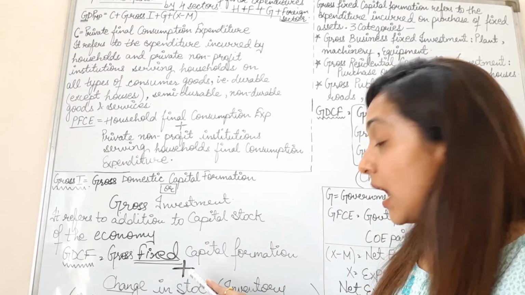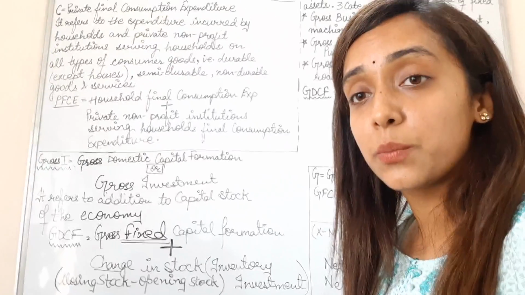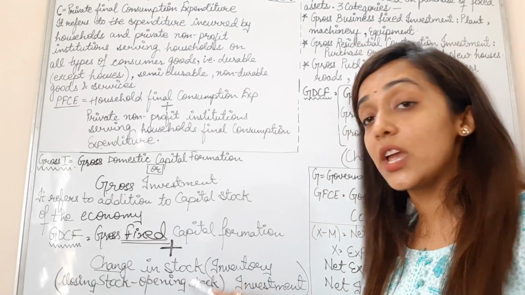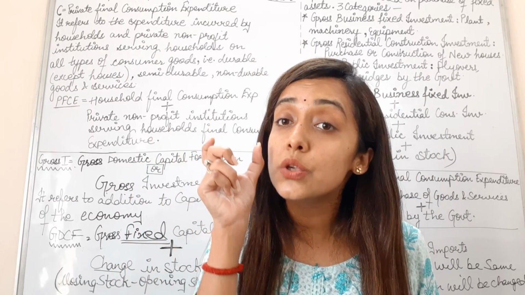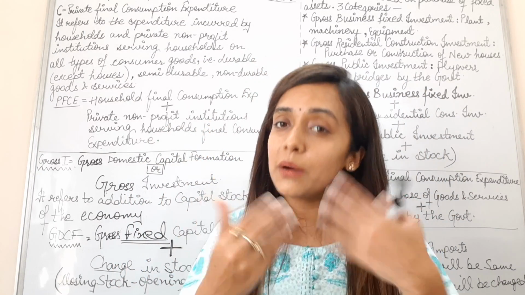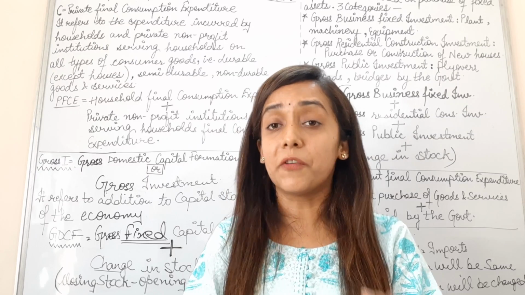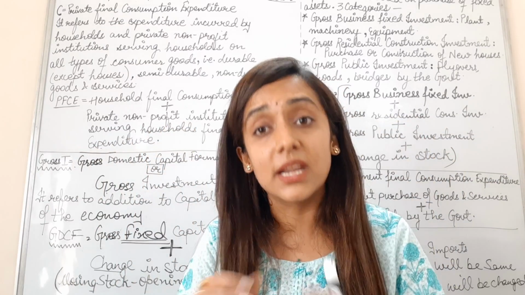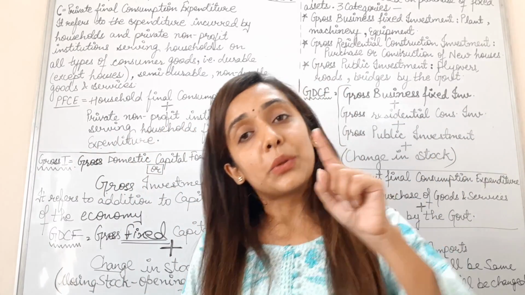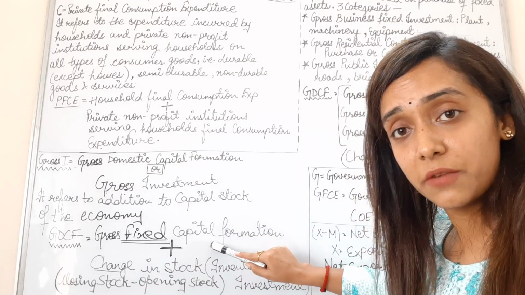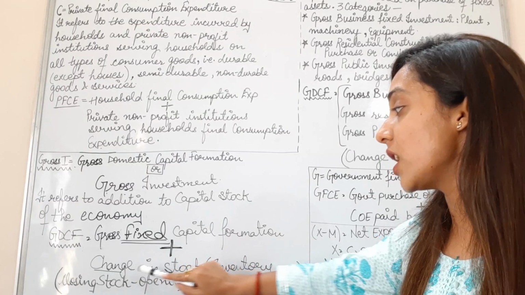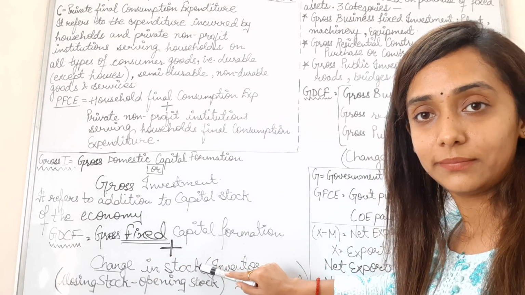Investment expenditure. Humne kya add on kiya hai saath mein? Plus change in stock. Change in stock kya hai? Jo unsold stock reh gaya hai firm ka, abhi to wo ek tarah ki investment hai na firm ki, abhi to wo ek tarah ka expenditure hi hai na. Toh isiliye kya add on kiya gaya hai? Gross fixed capital formation plus change in stock.